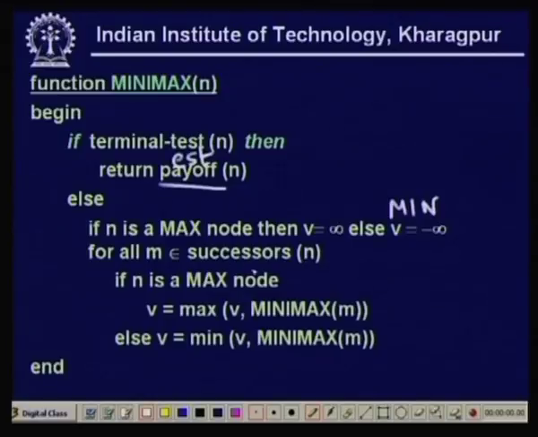Then we find all successors of n. For each successor m of n, if n is a max node, v equals the max of the earlier value of v and minimax of m. Otherwise, if n is a min node, then v is the min of the earlier value of v and minimax of m. So, basically this is minimax of the partial search tree, where the search tree is only evaluated up to a certain cutoff, and the estimated value at this frontier is computed by some heuristics, and then minimax is applied on those estimated values.